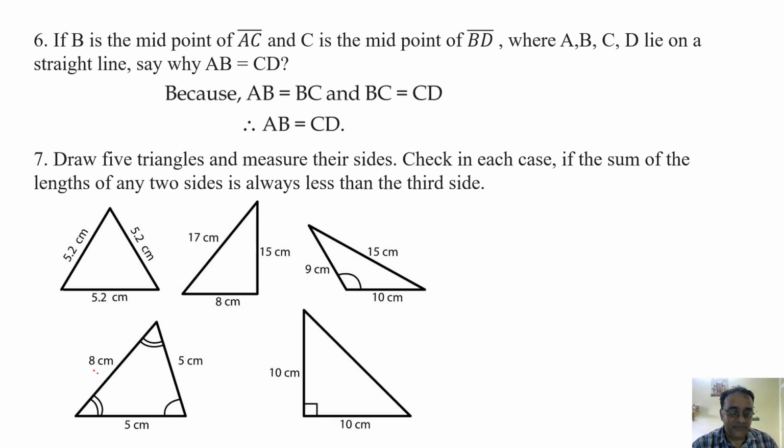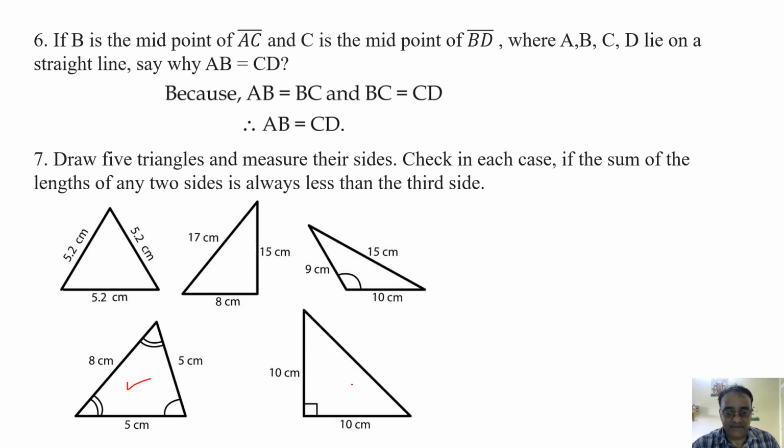Now the fourth figure, 8 plus 5 is 13, greater than the third side. 5 plus 5 is 10, greater than the third side, that is 8 centimeter. And the last combination is also the same. So in this also we observe that the sum of any 2 sides is greater than the third side.